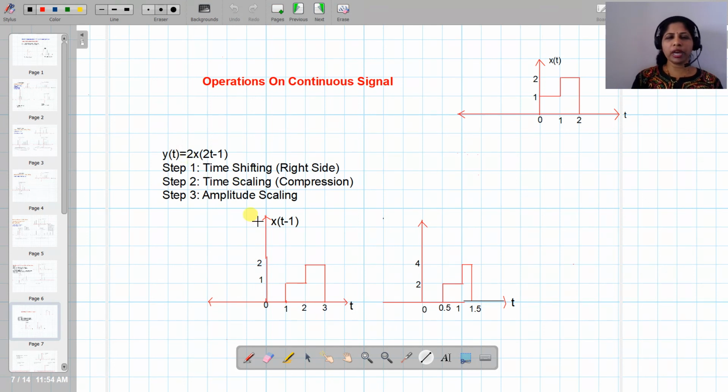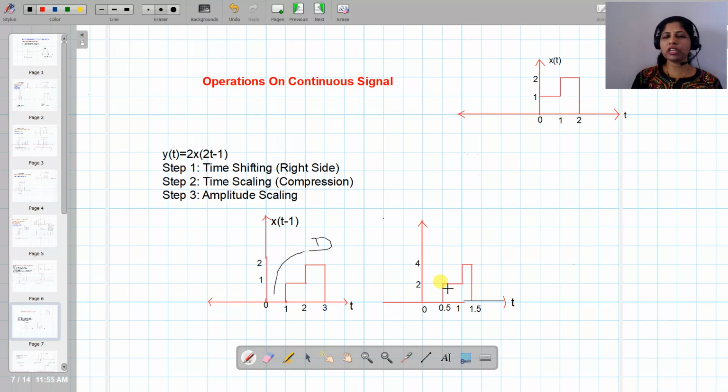So in step 1, we shift the original signal to the right side by 1. In place of 0, our signal now starts on 1, in 1, 2, 3. This 0 to 1 represents the delay value. The signal is delayed by 1, so in place of 0, the signal now starts on 1. After time shifting, we have to perform time scaling compression.